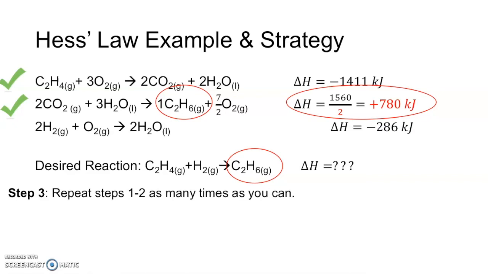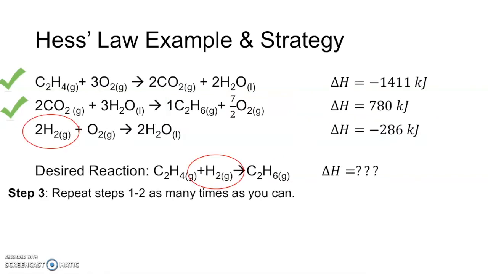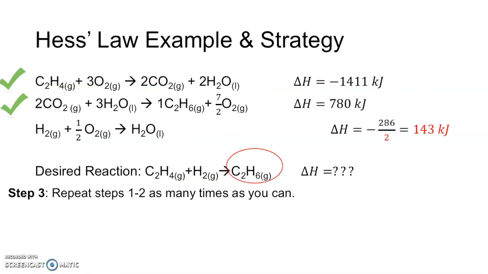What do we do next? In the desired reaction, H2 is on the left side of the arrow and has a coefficient of 1. In the third equation that we're given, the H2 is on the left side of the arrow. That's great for us, but the coefficient is 2. So how do we modify that third equation to make sure the coefficients match? Well, we could just divide by 2. If we divide the entire third equation by 2, the enthalpy change also gets divided by 2.